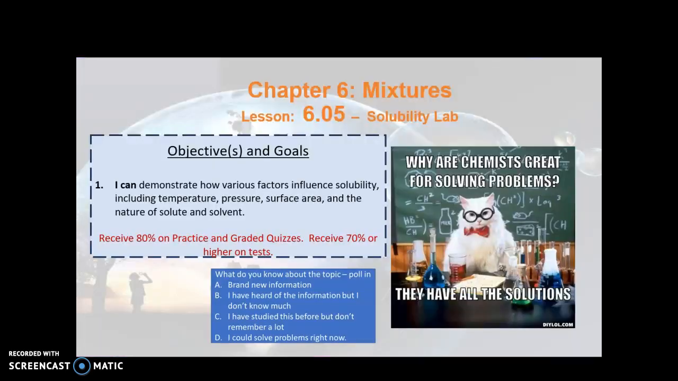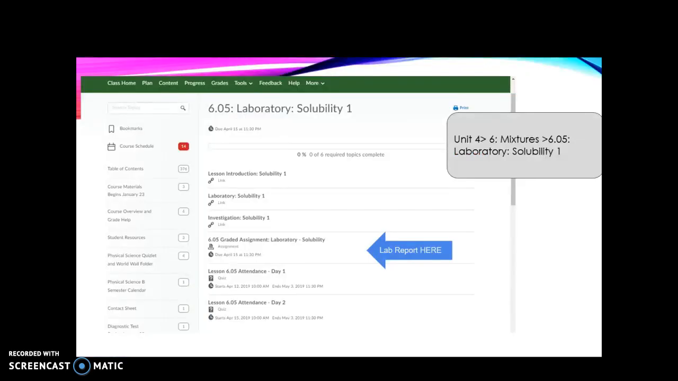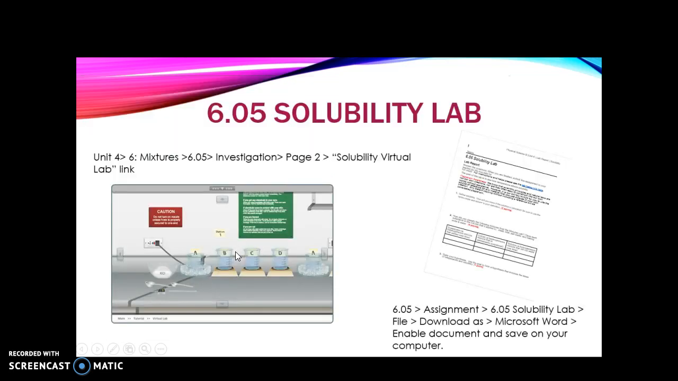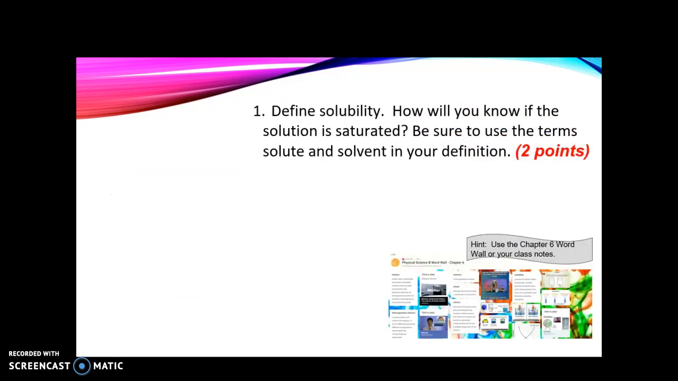So these are walkthrough instructions. I'm using the instructions to help me out. And what I'm going to want to do is go into the content under 6.05, which is in Unit 4. I'm going to want to download the lab, and then I will also go into the Solubility Lab, which is under Investigation. So I'll need both of those things to help me answer the first couple of questions. So let's go do that.